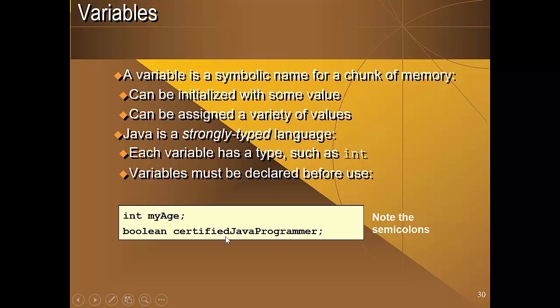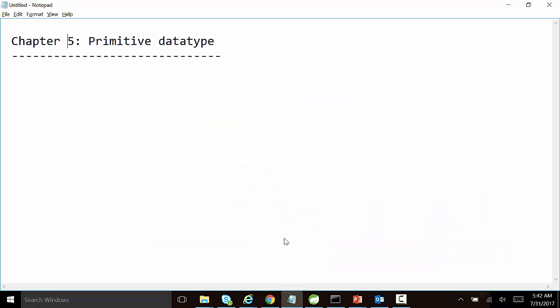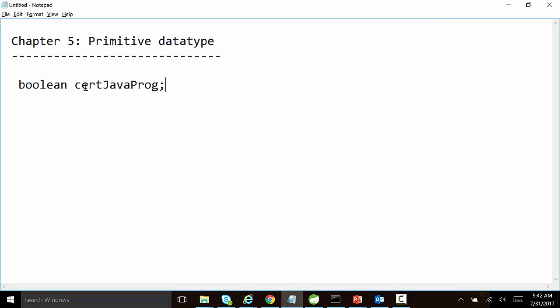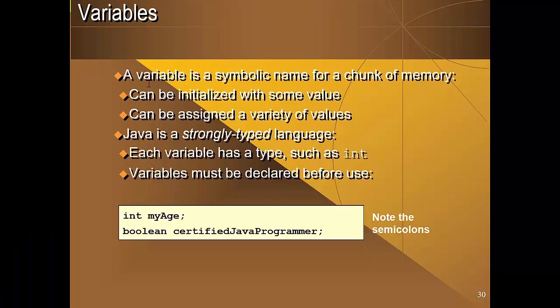Some developers will write something like boolean CERT Java PROG. I'll write the example. Say some people write like this: CERT Java PROG for certified Java programmer. This is not pronounceable, and don't define variable names like this. Define variable names which are human pronounceable. That's one best practice you can follow when you write code. Why are we doing this? Because if anybody reads your code, it will be easy for them to visualize or memorize your variable names.